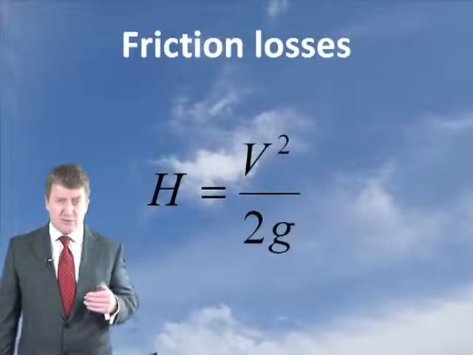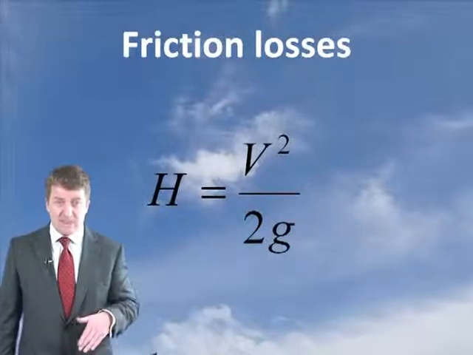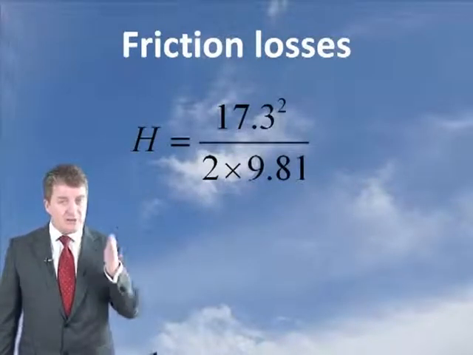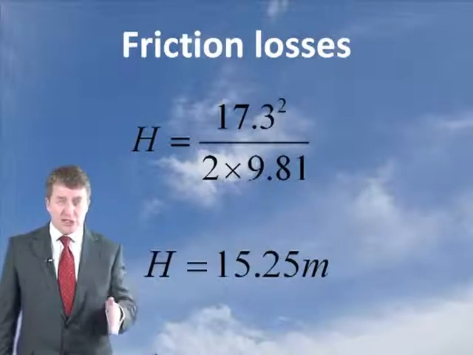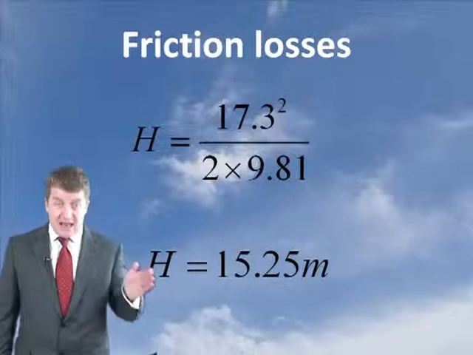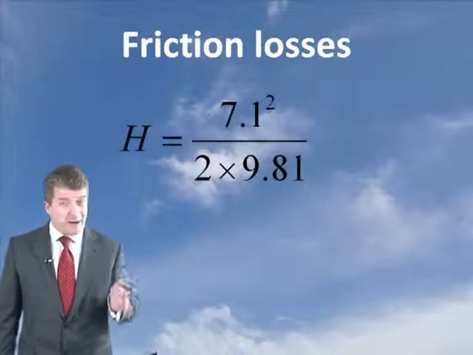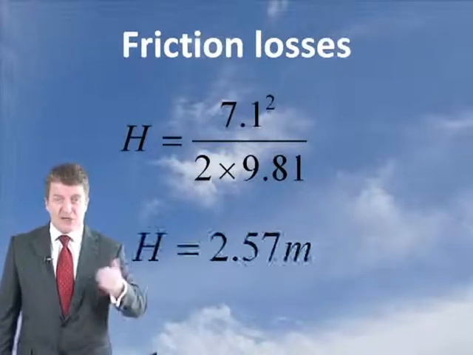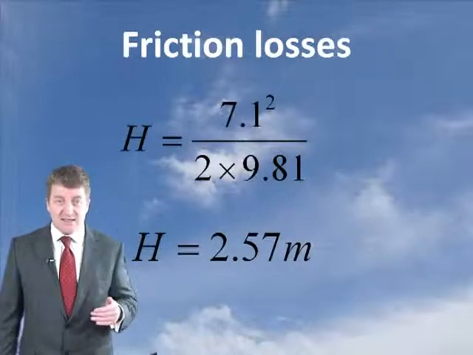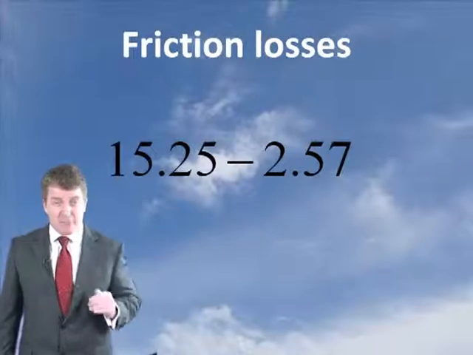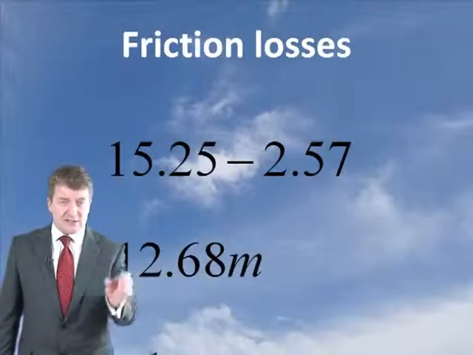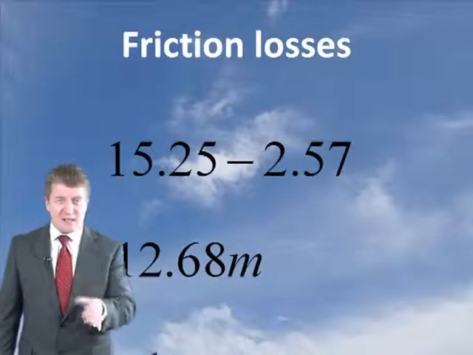Now, let's determine the difference in head pressure based on this formula here, H equals V squared divided by 2G. The head pressure loss for the 45mm hose would be, if you look down here, 15.25 metres head lost pressure in that hose. Now, the head pressure for the 70mm hose would be 2.57 metres head, so quite a difference. And the difference is 15.25 minus 2.57, the pressure difference is 12.68 metres.